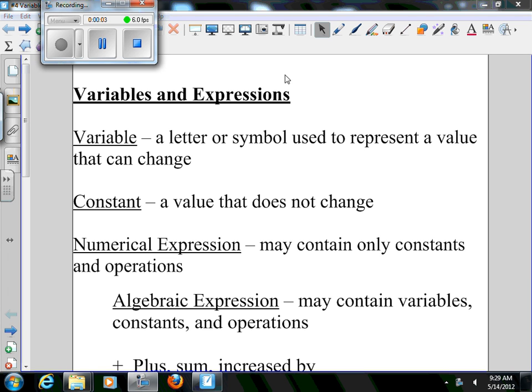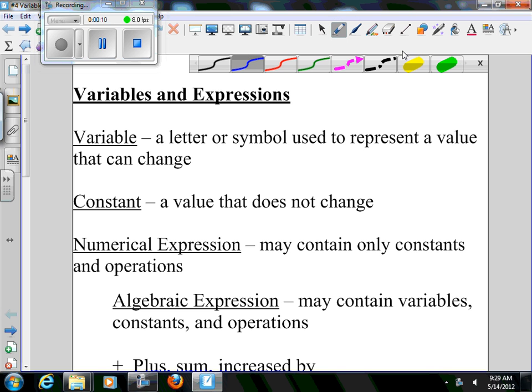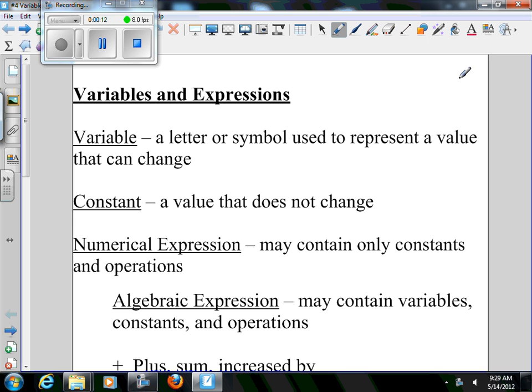Today we're going to be talking about variables and expressions. A variable is a letter or symbol used to represent a value that can change. Now, a constant is a value that does not change, so just think of it as a plain old number, such as 7, 1/4, -2, any of those, 4.3.